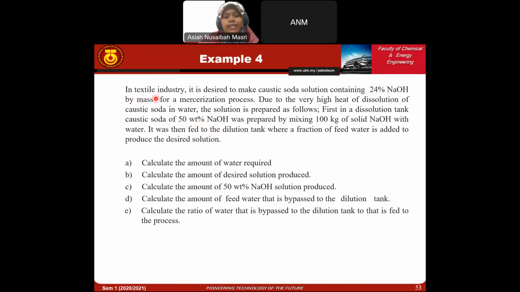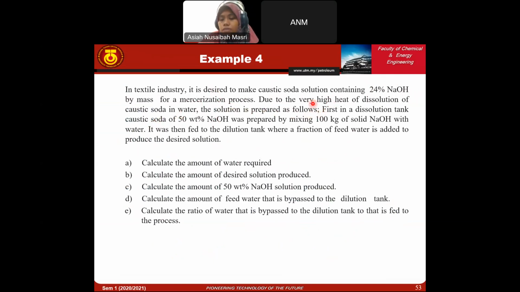Back to the question. In the textile industry, it is desired to make caustic soda solution containing 24% NaOH, sodium hydroxide, by mass, for a mercerization process. So what do we want to produce? We want to produce 24% NaOH. Not mole percent, weight percent. Due to the very high heat of dissolution of caustic soda in water, this solution is prepared as follows.